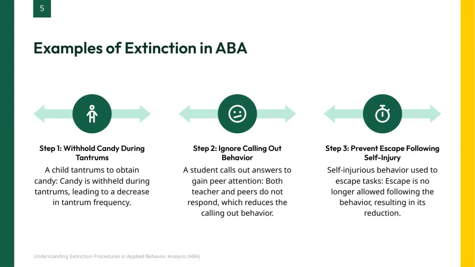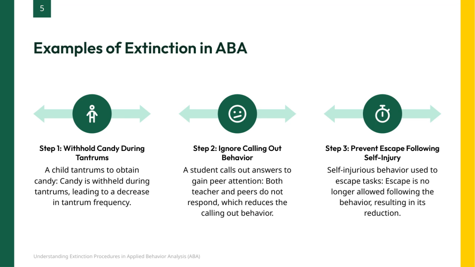Here we have 3 examples of how extinction is applied in ABA to reduce unwanted behaviors. First, consider a child who throws tantrums to get candy. By withholding the candy during these tantrums, the behavior gradually decreases because the child learns that tantrums no longer lead to the desired reward. Next, a student might call out answers to gain attention from peers and the teacher.